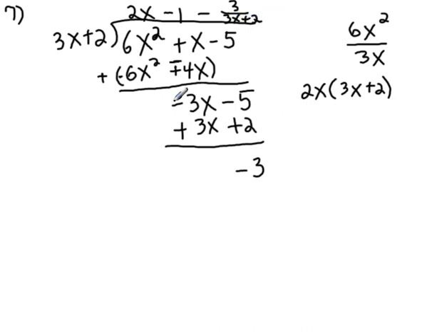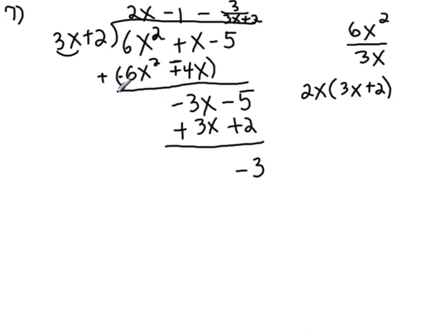Okay, let me just state those steps again. I was dividing 3x plus 2 into 6x squared plus x minus 5. So first I look to say, how does 3x divide into 6x squared? It divided in 2x times. So I wrote 2x on the top, and then I took 2x and distributed it by both of those numbers. 2x times 3x was positive 6x squared. 2x times positive 2 was positive 4x.